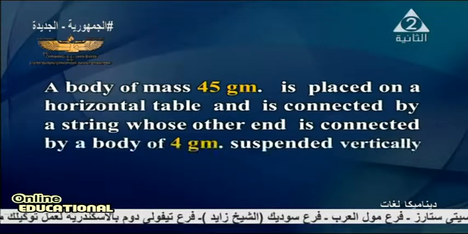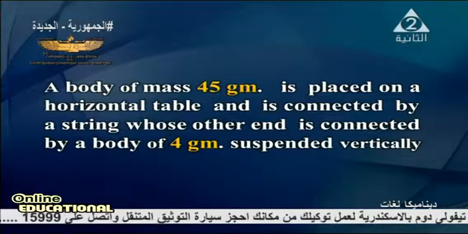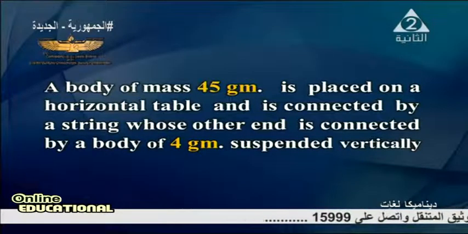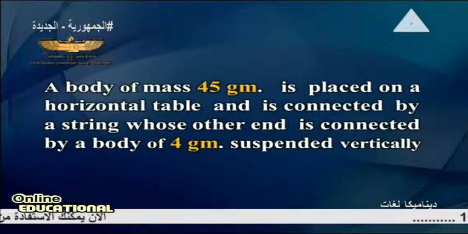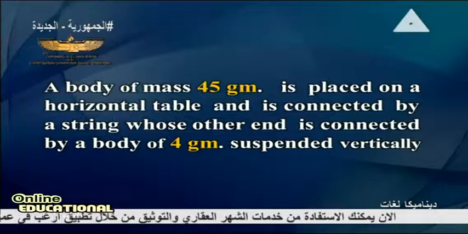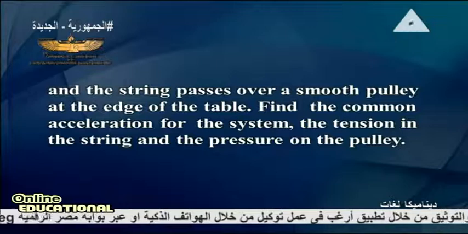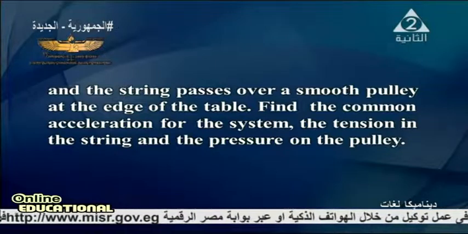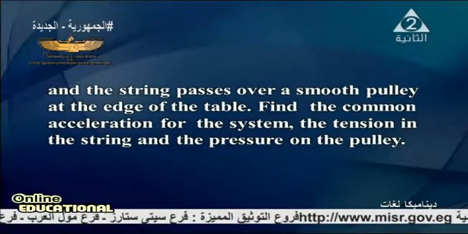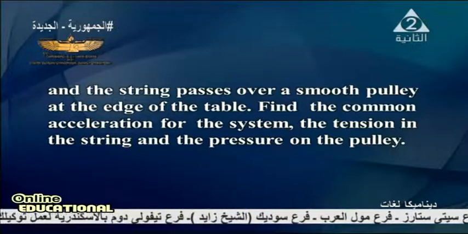Another example. A body of mass 45 gram is placed on a horizontal table and is connected by a string whose other end is connected to a body of 4 gram suspended vertically, and the string passes over a smooth pulley at the edge of the table. Find the common acceleration for the system, the tension in the string, and the pressure on the pulley.